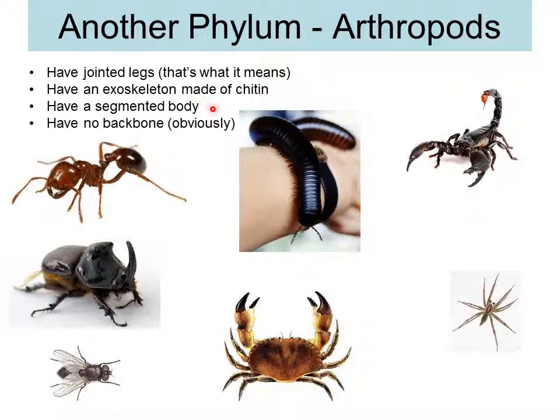They have a segmented body, and they have no backbone, because they're not chordates. They're a different phylum, they're arthropods. Now if we look at some of these subgroups here, these are the insects. They have 6 legs. They have 3 body segments. Crabs are an example of crustacea. These are the myriapods, meaning many legs. That's a millipede, by the way. And these are arachnids, spiders and scorpions.